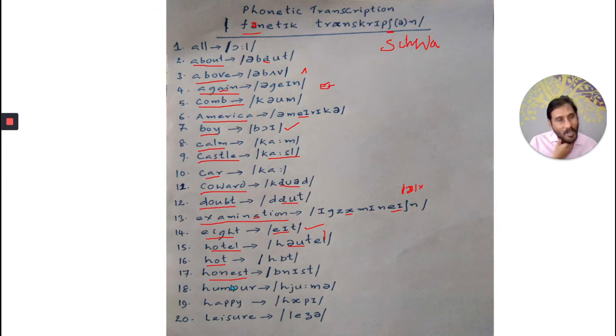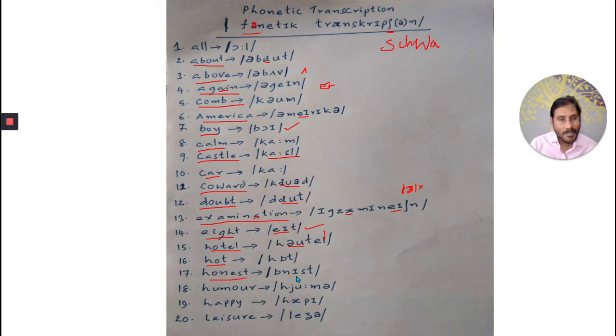Honest. Honest or honest? First, you should know that H is silent. Apart from that, it is not honest, it is honest. The spelling O is pronounced as O here. The actual spelling is pronounced as that sound.